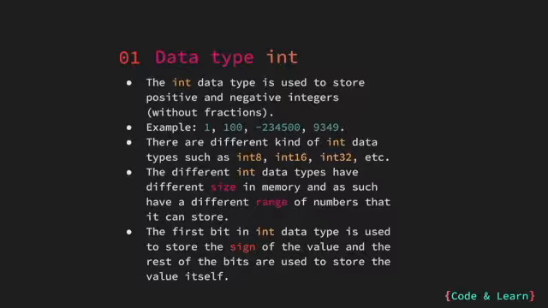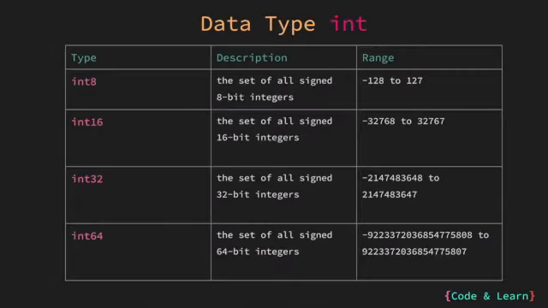These variants have different sizes in memory and as such have a different range of integer values that they can store. The first bit in memory for the int data type holds the sign of the value. It tells if the value is positive or negative. The rest of the bits are used to store the value itself. So let us look at all the integer data types.